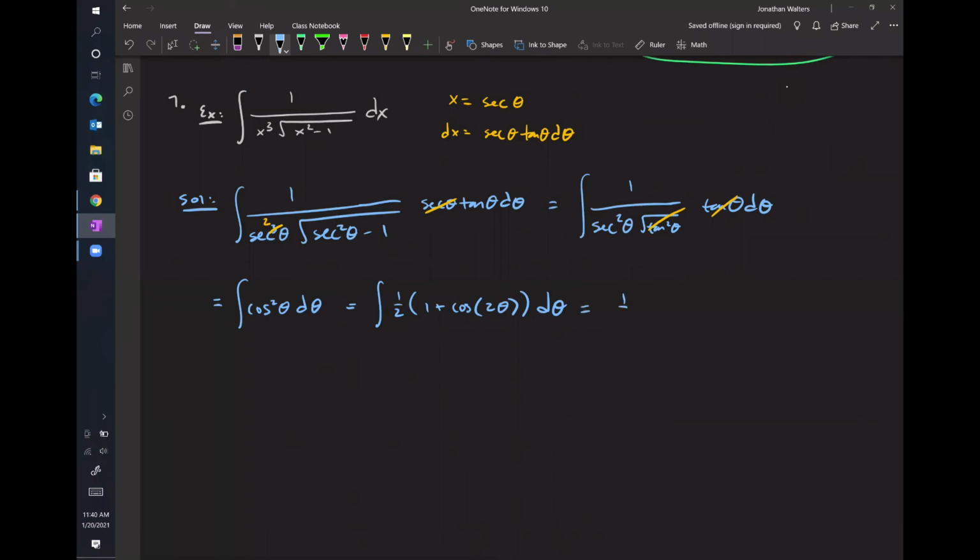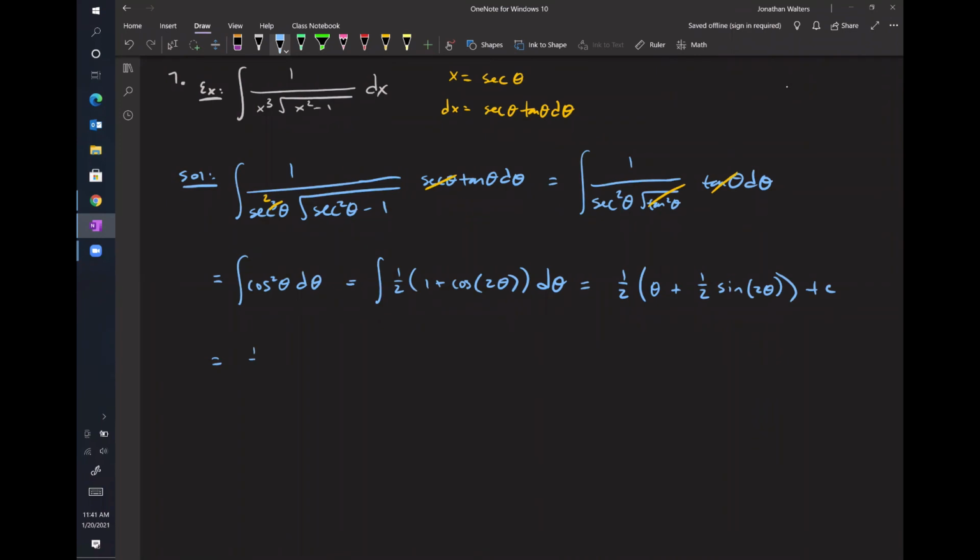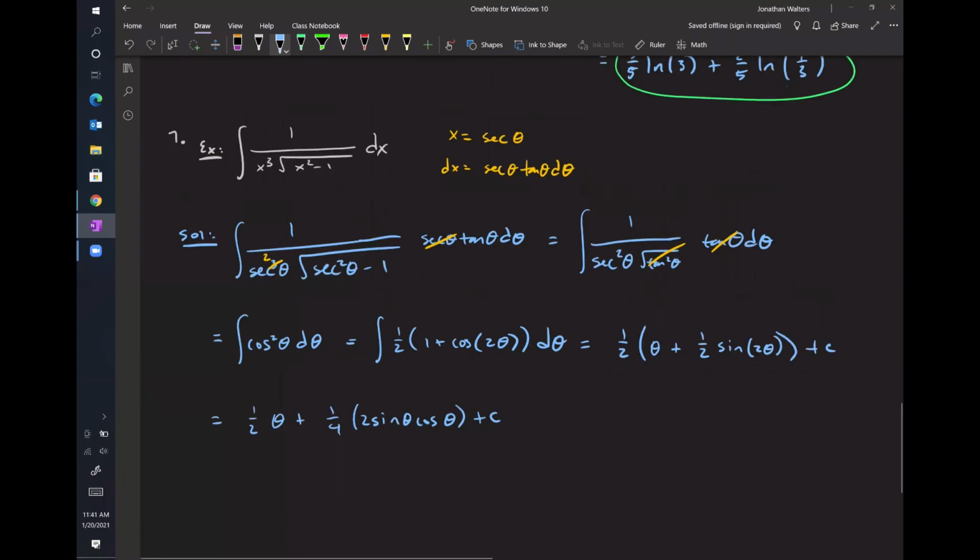So that integral is going to be 1/2 theta plus 1/2 sine of 2 theta plus c. Now, I'm going to go ahead and simplify this a little bit. I'm going to write 1/2 times theta plus 1/4 times 2 sine theta cosine theta plus c. I prefer to write it that way because I'm going to have to substitute everything back in terms of x, and I want to get sine 2 theta in terms of just sine theta cosine theta, which I can get from my triangle. So our triangle here says that secant theta equals x. So draw a triangle to satisfy that. So hypotenuse is x, adjacent is 1. Other leg is the square root of x squared minus 1.